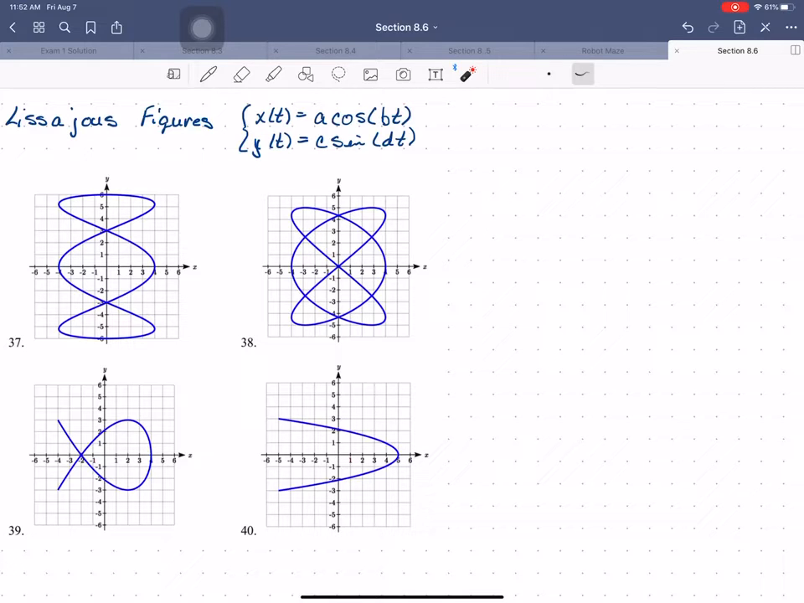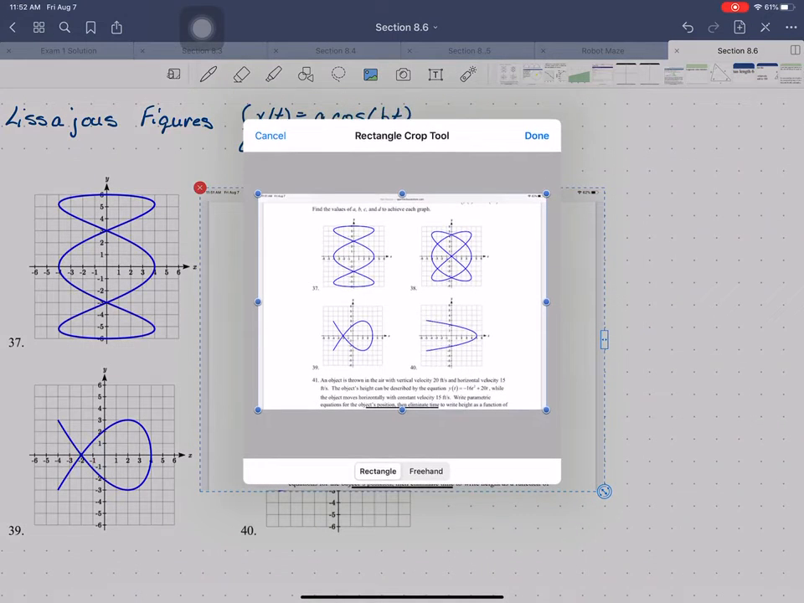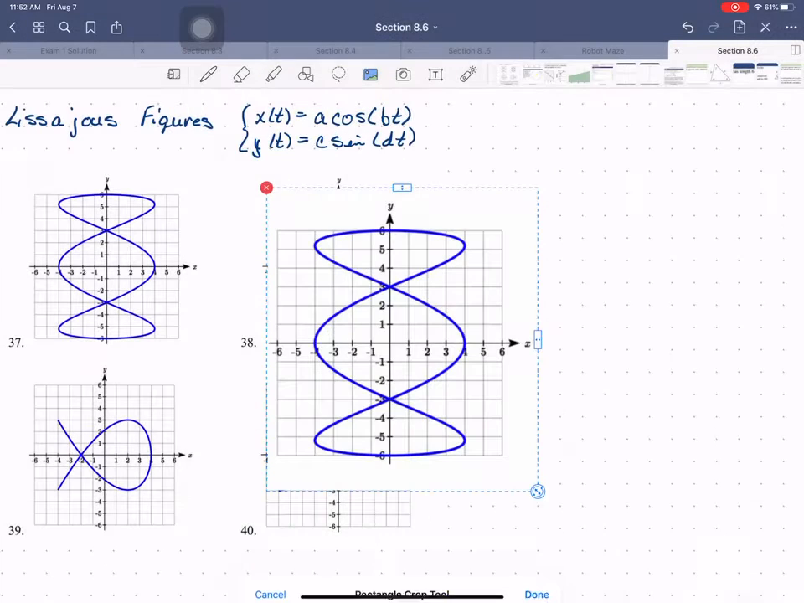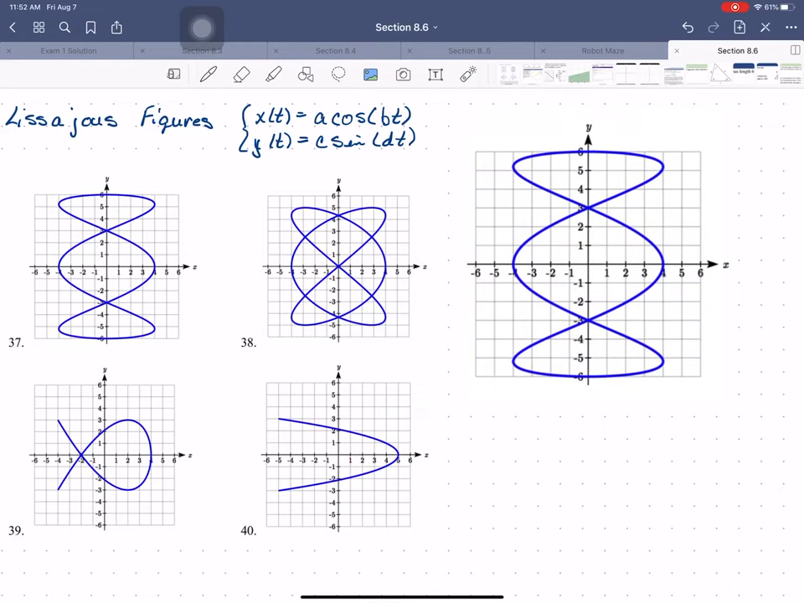So let's talk about just the first one here. So I'm going to actually put this guy in here and crop it down to this guy. So we're going to talk about him. And what I want you to realize is that the x coordinate is always related to cosine. And we can find the magnitude of my cosine function from my minimum and maximum x's. So we can see that I've got a minimum x of -4 and a maximum x of 4.